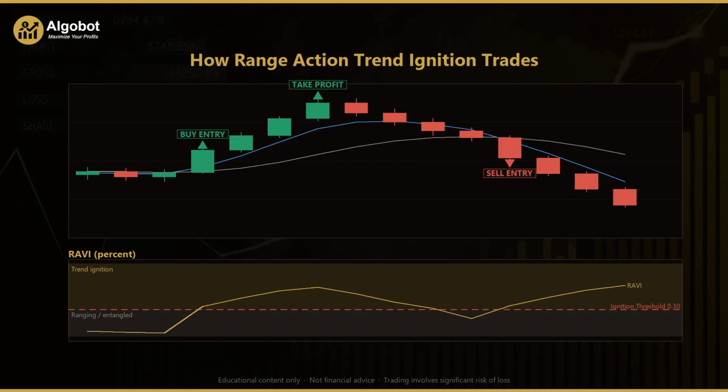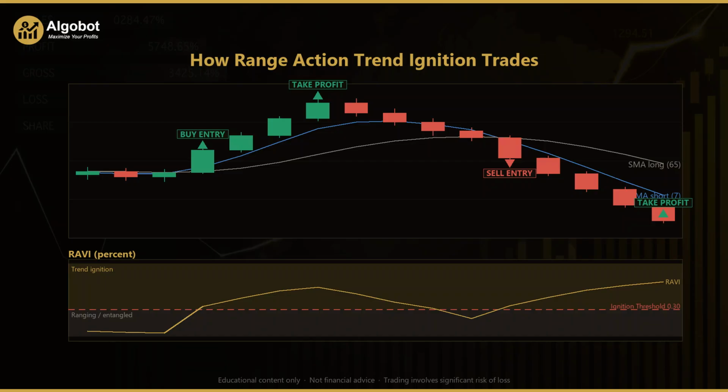This time the stop is placed 2 ATR above the entry and the take profit target sits 3.5 ATR below. Trace the final candles. Price works steadily lower. The bearish separation between the averages widens and RAVI stays elevated above the threshold, confirming the down move has genuine momentum behind it. Price then reaches the lower take profit target, and the short trade is closed.